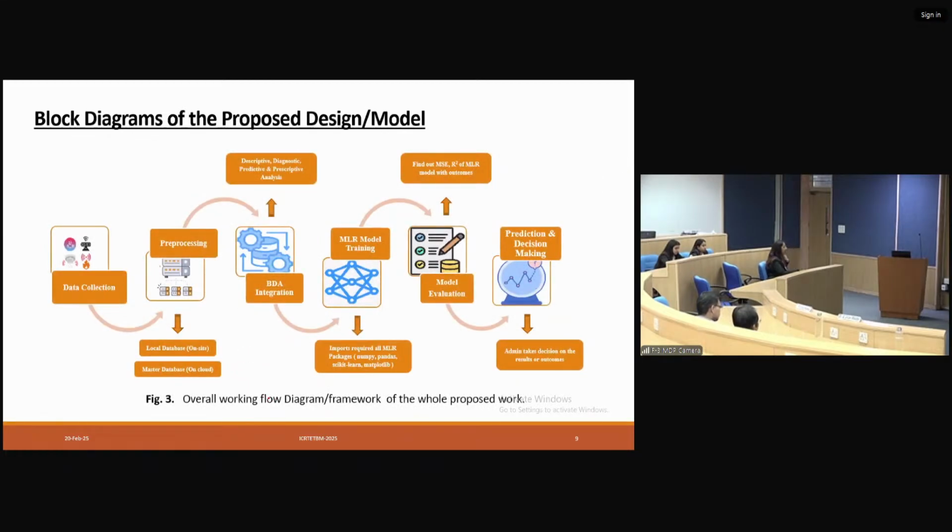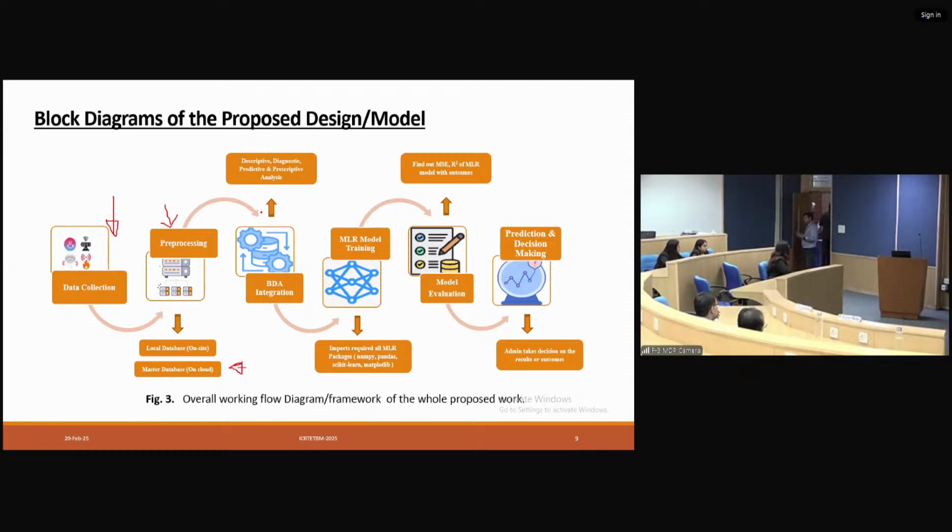So this is the overall working flow diagram or framework of our proposed work. First of all, the data is collected from industry, from various sensors, and from previous secret data. Then it goes to the pre-processing step, where the data is put into a similar, structured form, and then the data is stored in the local database on site and the master database on the cloud, which is the SBDOCC.